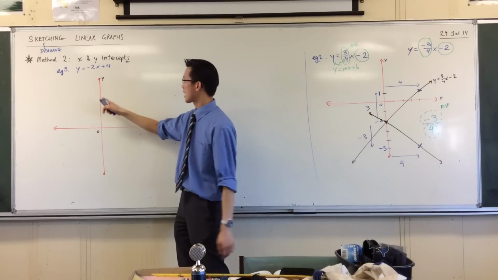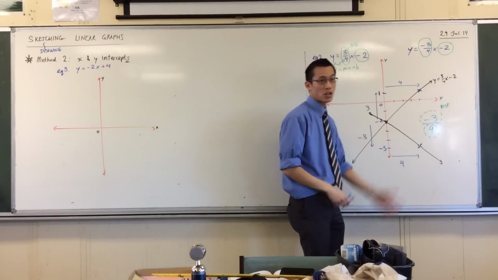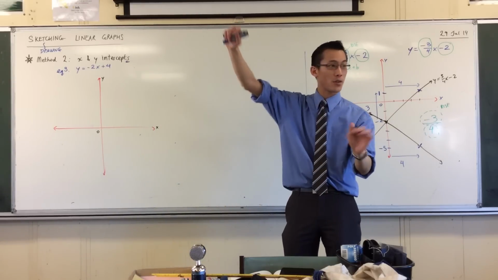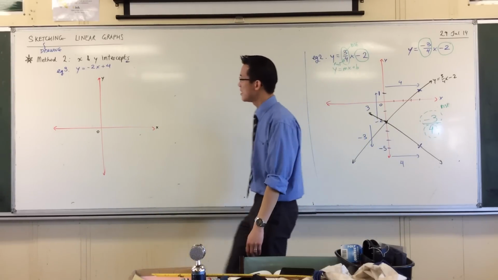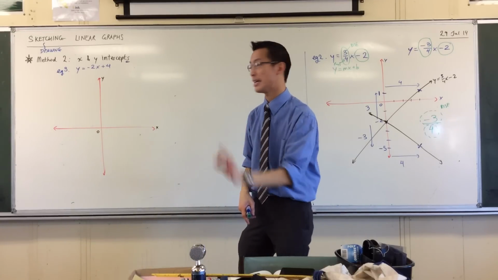We want to use like 2 points and join them up. That's kind of what we're doing every single time. You got 2 points, you can just draw a line between them, and there's your graph. That's great. So the x and y intercepts are 2 particular points that are usually very easy to find.